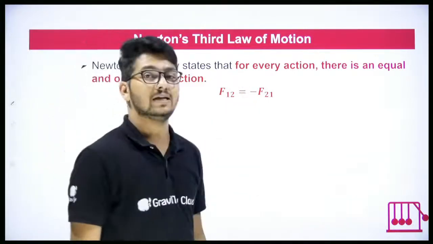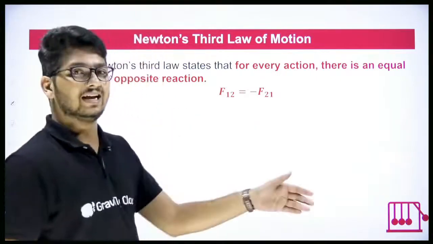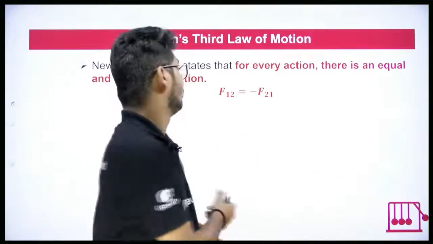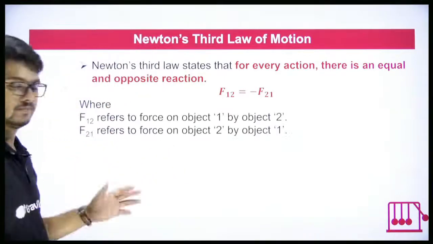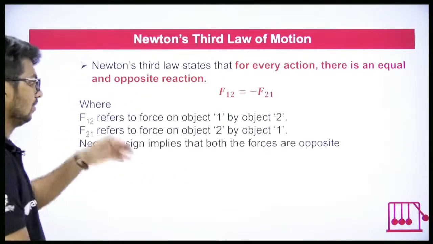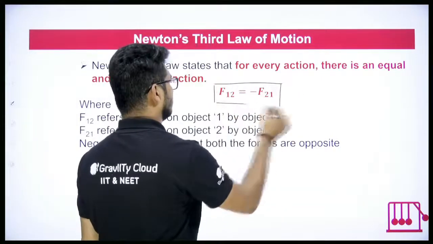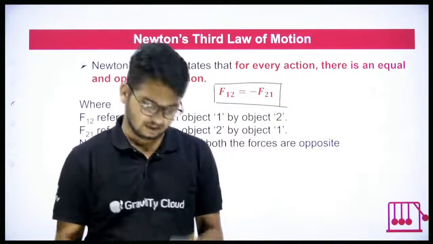And what does minus mean here? Minus shows opposite direction. That is, action and reaction are in opposite directions. And F21 will mean force on 2 by 1. Got it? So all the points are discussed. So this is a mathematical expression which is important. Equal and opposite. Clear? Good.